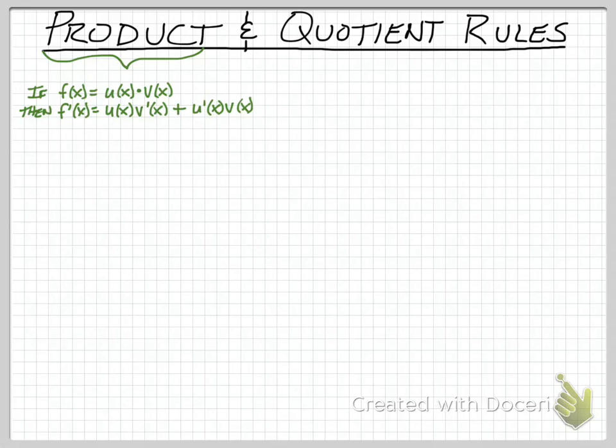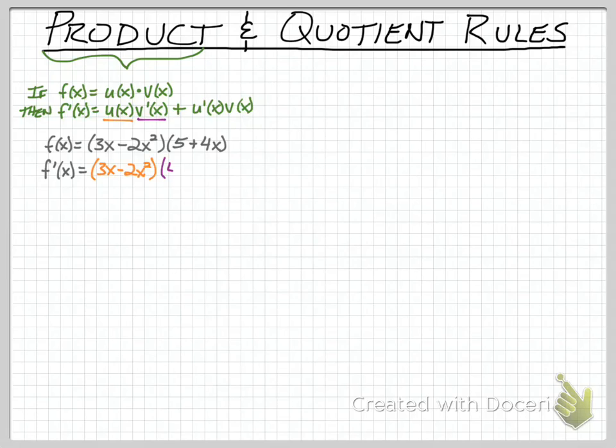Let's see how this looks with an example. We've got f of x equals 3x minus 2x squared times 5 plus 4x. You can see each of these parentheses could be its own function. That's why we say it's the product of two functions. So we're going to take the derivative of this. We're going to start with u of x, so we're just going to bring u of x down. That's our first function, so we've got 3x minus 2x squared. Then we're going to take the derivative of v of x, and that's going to be 4.